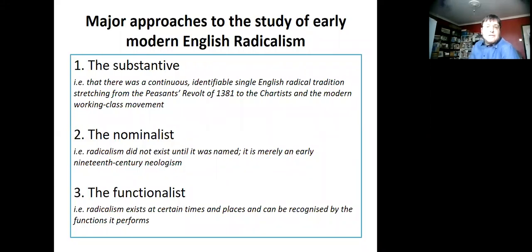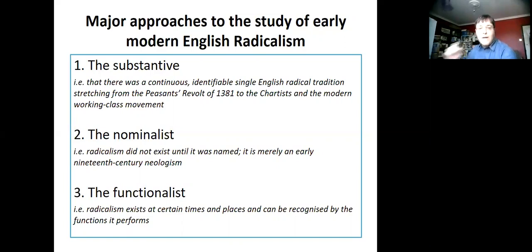Following Glenn Burgess's work, I've decided to call them the substantive, the nominalist, and the functional. The substantive approach is particularly associated with Marxist historians and their fellow travelers, so people like Christopher Hill and the like. And this is the idea that there is a continuous, identifiable, single English radical tradition. But it begins usually with the Peasants' Revolt of 1381, though some people have tried to stretch it back, I'm not in agreement here, as far as Magna Carta. And that it goes through into the 19th century to the Chartists, the modern working class movement, and the rise of trade unionism in the 1890s.